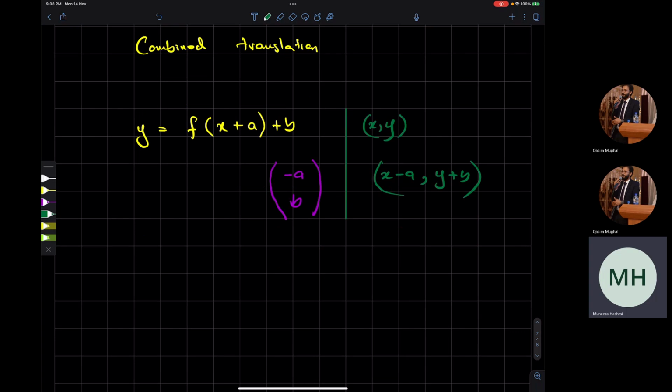Got it? Is it clear? Yes, sir. You can change the sign accordingly. If this is minus a, this is going to change to plus, and this is going to change to plus as well. And if this is minus b, then this will be minus, and this will be minus as well.